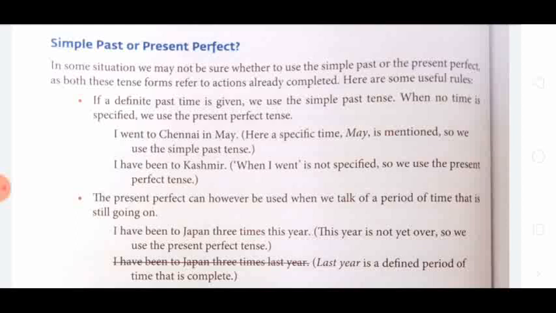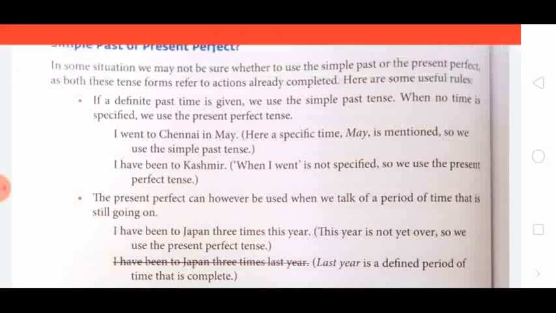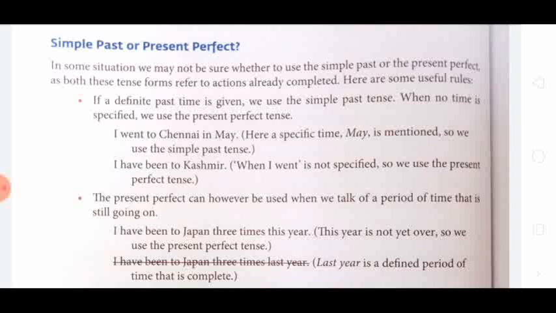Here you can see, I went to Chennai in May. Specific time is given, May. So, simple past. Then, I have been to Kashmir. Time factor is not there. When? So, present perfect. Then the second rule: the present perfect can however be used when we talk of a period of time that is still going on.